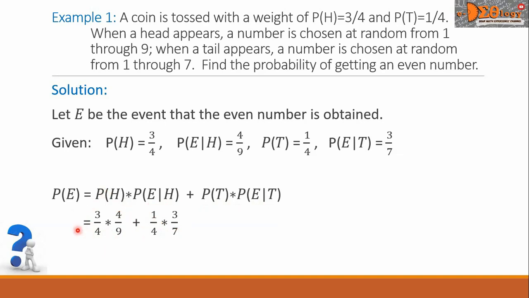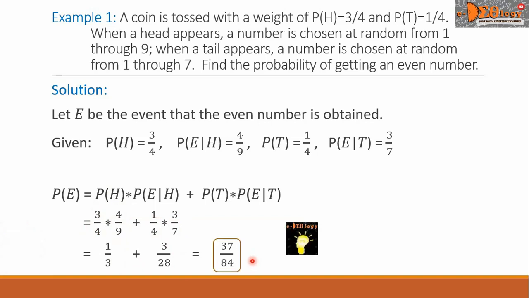Let us simplify the first pair of fractions. We can cancel this 4 and 4, and this 3 over 9, we can simplify into 1 over 3. Plus 1 fourth times 3 over 7 equals 3 over 28. So the sum of 1 third and this 3 over 28 equals 37 over 84. This is the final answer.